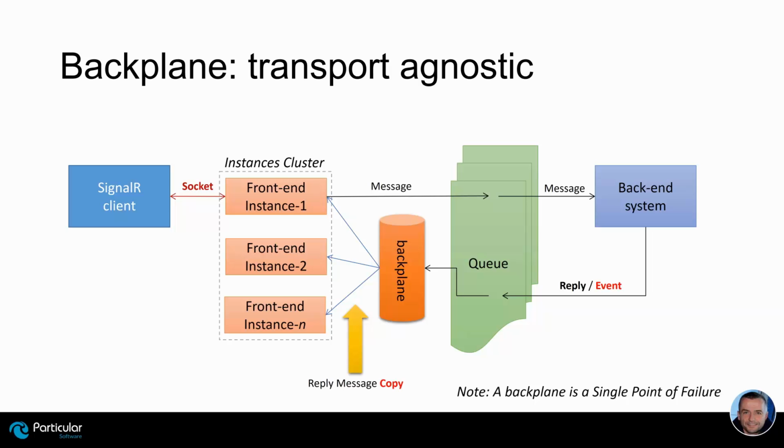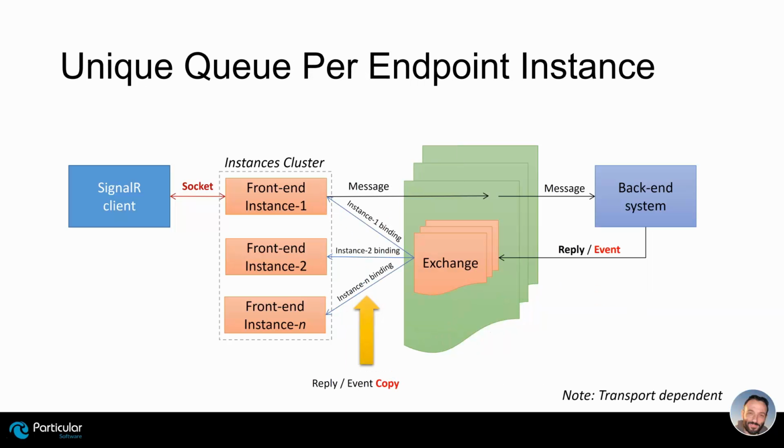A backplane, being transport agnostic, is not a portion of NServiceBus. There are many solutions to build a backplane, but there's a thing that is included in NServiceBus that I'd like to show you in order to solve the same issue without introducing a backplane. So one thing that we can have, if we can rely on some specific features of a transport, is a feature in NServiceBus called Unicast per endpoint instance.